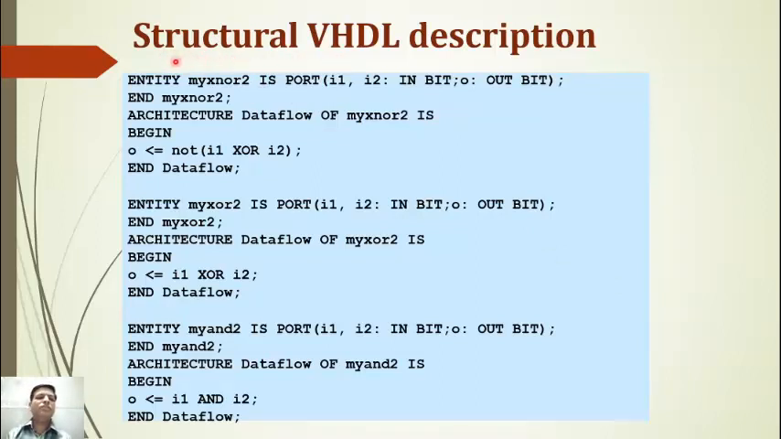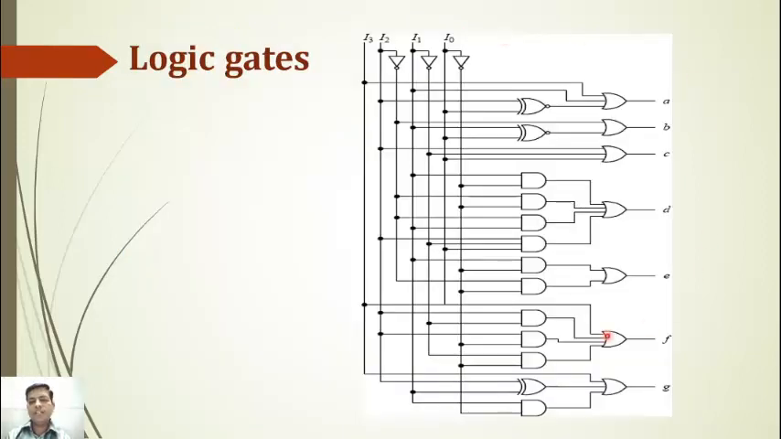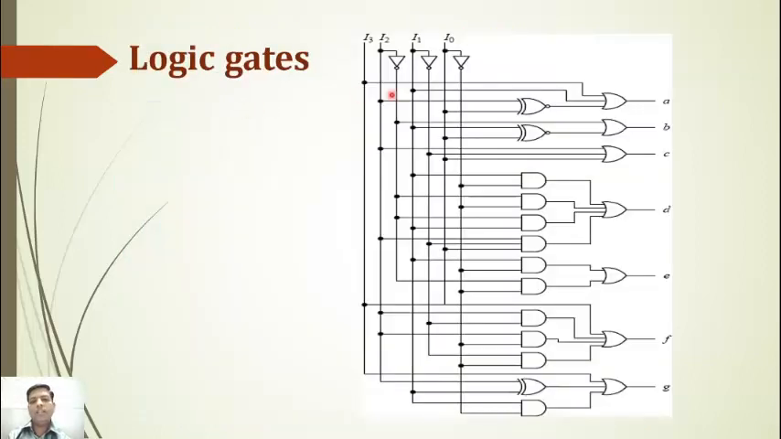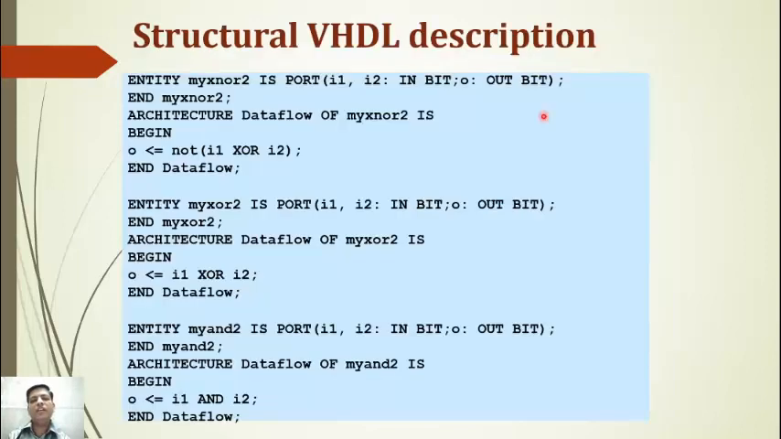So here first we discuss the structural behavioral description. Whatever components are inside this particular diagram, initially we are going to define all of them using entity. Means for the IOs we have to define an entity. Entity my XNOR 2 is port I1, I2 in bit; O out bit; end my XNOR 2. Here for the XNOR gate we have written down the entity: 2 inputs I1, I2 and O is the output.